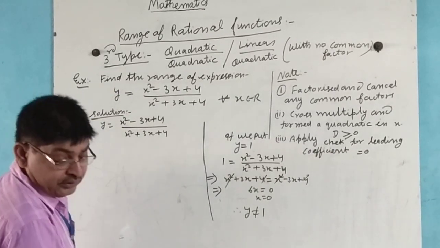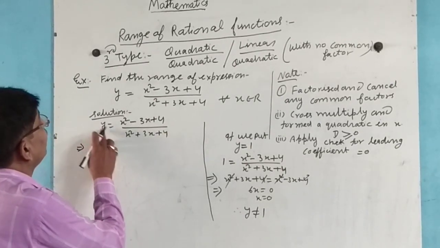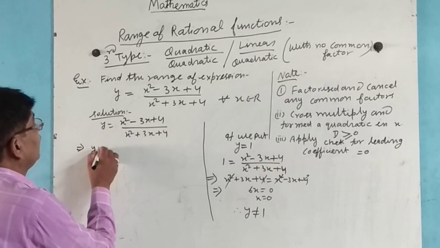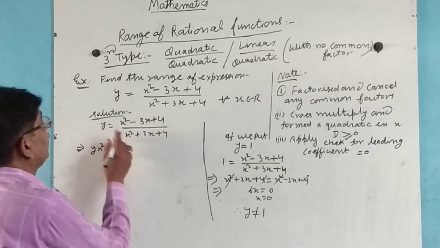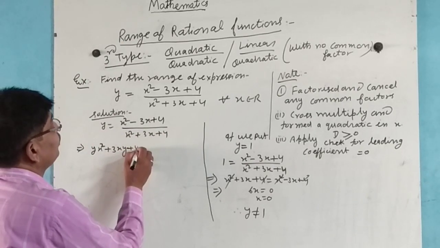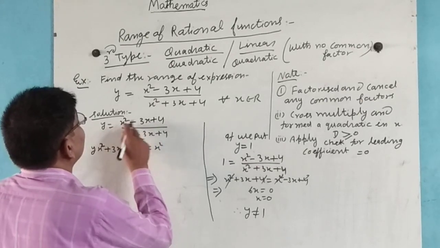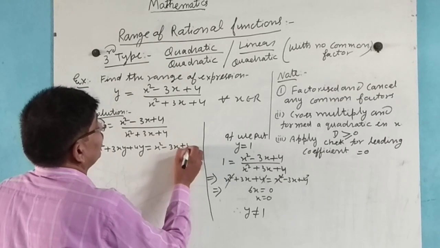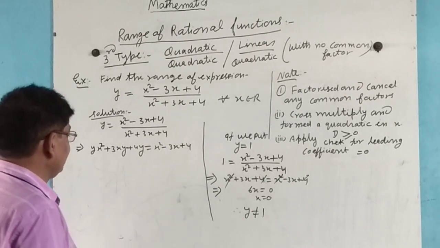Cross multiply here also: y times x square plus 3xy plus 4y equal to x square minus 3x plus 4. Now it is arranged in the quadratic form.